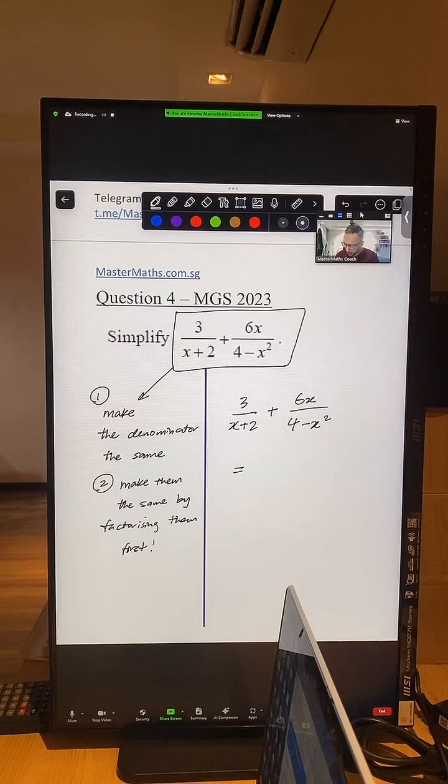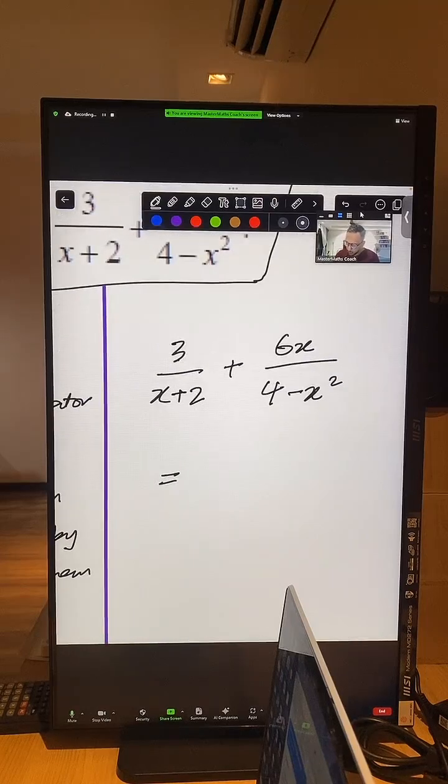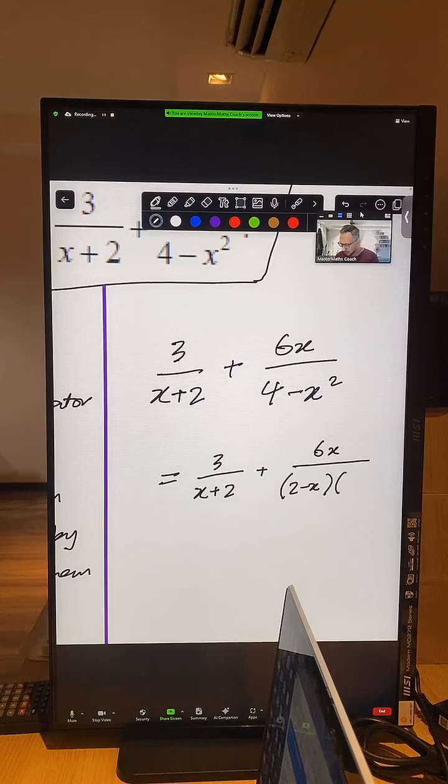So, as I said, we need to factorize them first. So you see, x plus 2, nothing to factorize. Cannot factorize. But 4 minus x squared, you can factorize. So this will be 3 over x plus 2 plus 6x over (2 minus x)(2 plus x). Can you see that? This one is your factorization of 2 terms.